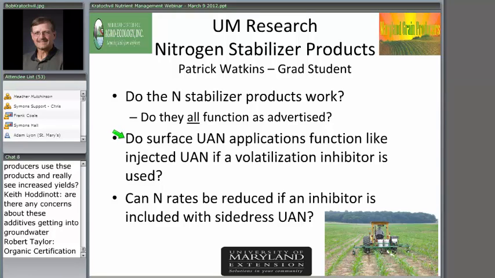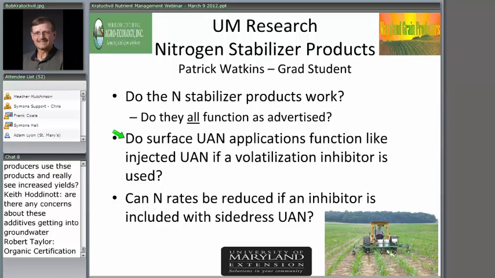Corn can go from the V4 to the V7, V8 stage in a relatively short period of time if we hit some wet weather along with that period of time. If they're relying upon injection, they feel that they're slowed down. So we're looking at whether or not surface applications of UAN with these products will function like an injected UAN as far as volatilization inhibition is concerned.